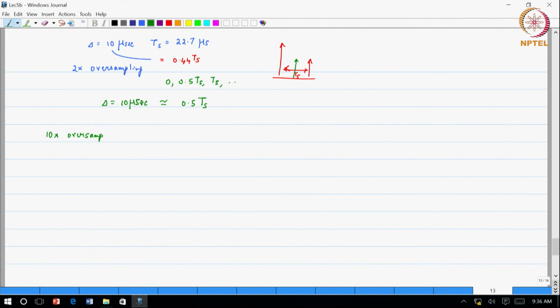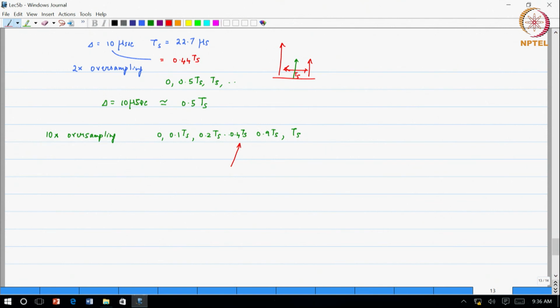10x oversampling says that now I can introduce delays in my signal, of the form 0, 0.1 Ts, 0.2 Ts, all the way to 0.9 Ts, and then Ts. So basically, in between two sampling points we have gotten 9 other sampling points. That is the 10x oversampling. Somewhere here is 0.4 Ts, and of course 0.44 means that the closest one will be 0.4 Ts.